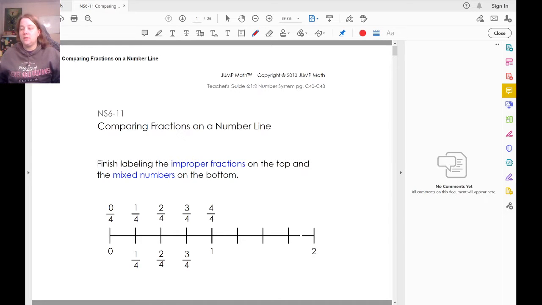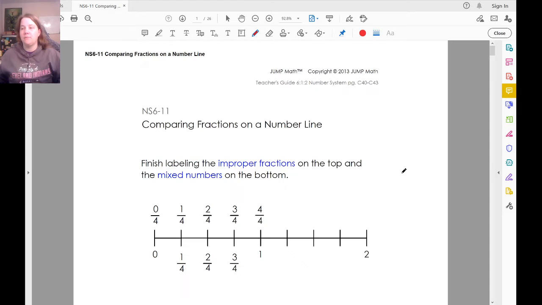This video is going to talk about comparing fractions on a number line. So they give us a number line here, and they're going to ask us to finish labeling the improper fractions on the top and the mixed numbers on the bottom.